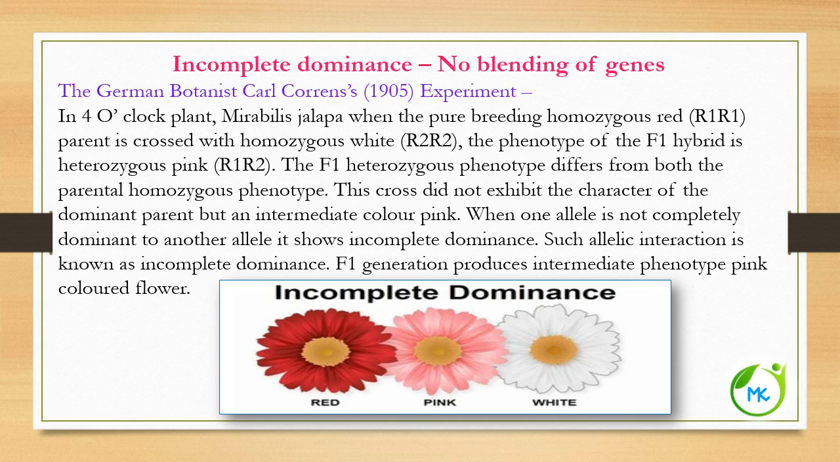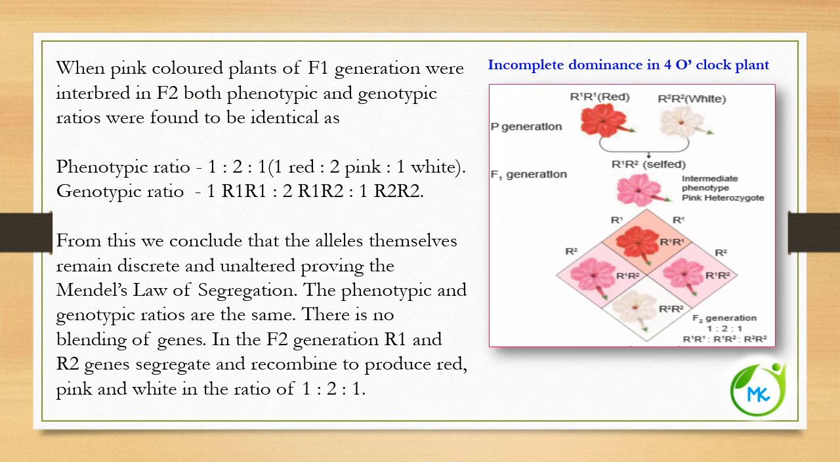So when one allele is not completely dominant to another allele, it shows incomplete dominance. A very important point: when one allele is not completely dominant, that's why it is referred to as incomplete dominance. Such allelic interaction is called incomplete dominance, and the F1 generation produces an intermediate phenotype, pink colored flower. So let's see the cross in detail.